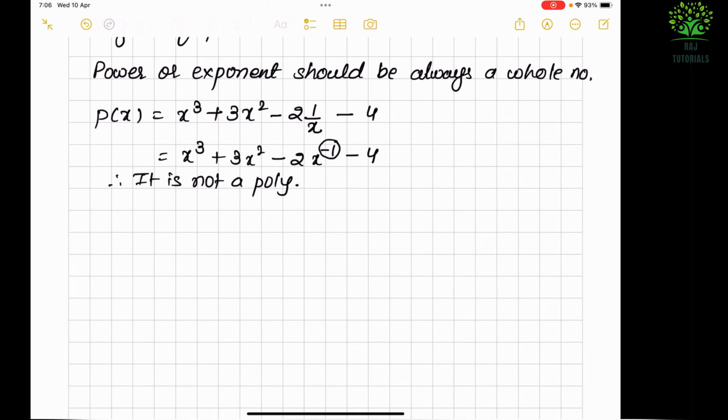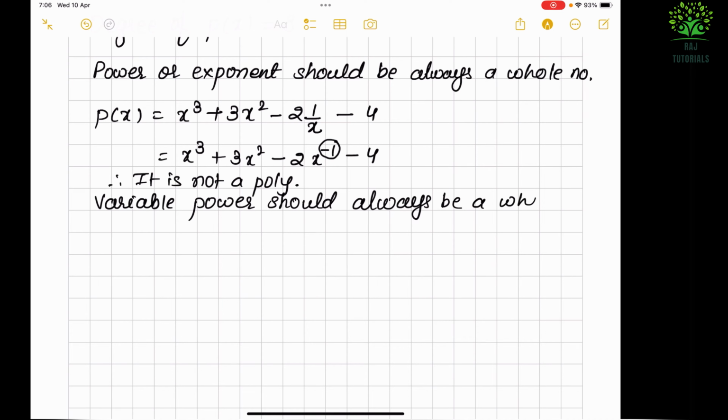And it is to be noted that the variable power should always be a whole number. That is, it can be 0, 1, 2, 3 till infinite, any number. But it should be a positive number. You can't have a negative number there.